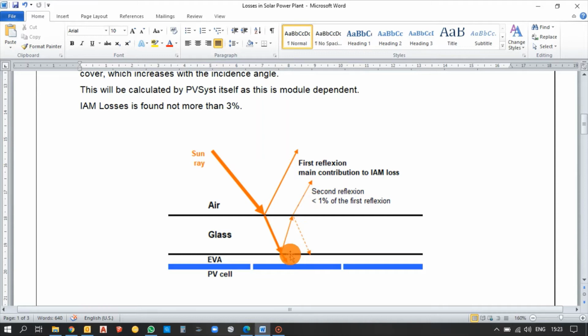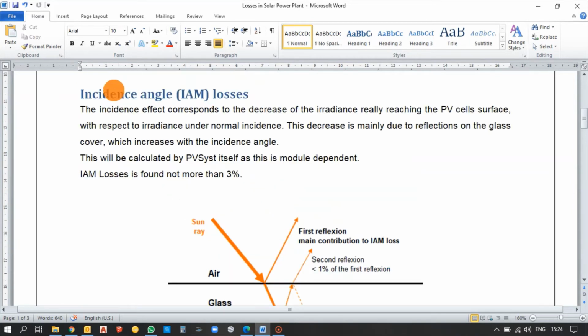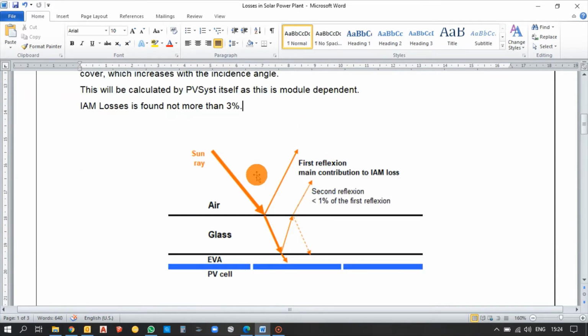Some is reflected back and the rest reaches the EVA sheet, and from the EVA sheet it reaches the PV cell. So the total 100% of the radiation from the atmosphere will not reach the PV cell. This factor of losses defines the IAM, that is the incident angle modifier losses. This will be not less than 3%. Most probably it will be around 2 to 2.5%, and in PV-SYST it takes 3% as a default.